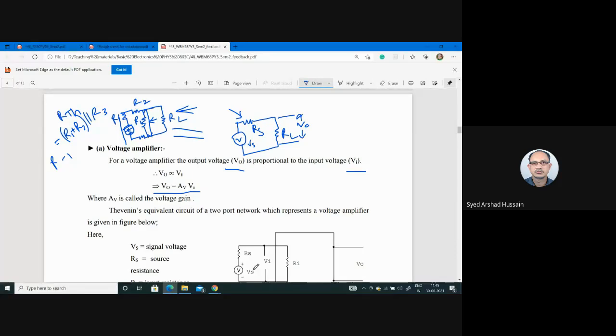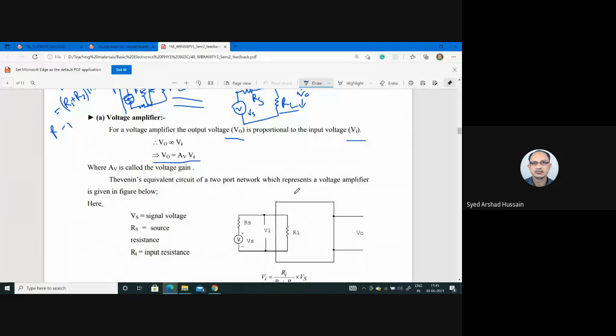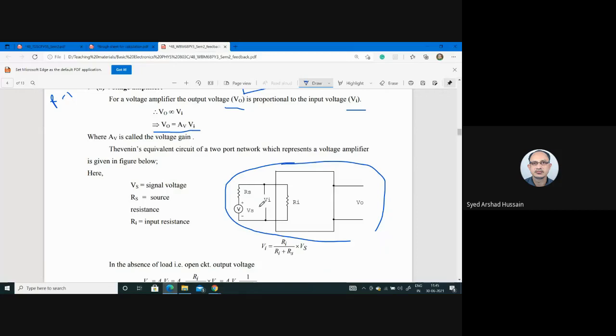Equivalent potential. So here, for simplicity of the analysis, we will represent the voltage amplifier simply using Thevenin's theorem. Say it's a very complex amplifier with so many voltage sources and so many resistances, but we will replace all the resistances with an equivalent resistance RS and all the sources with an equivalent source VS. Okay, so we simply replace this.